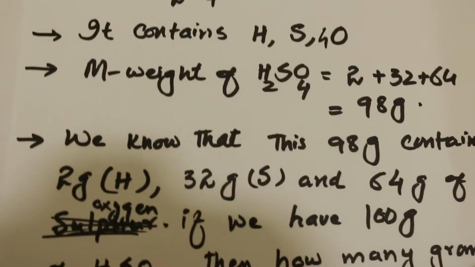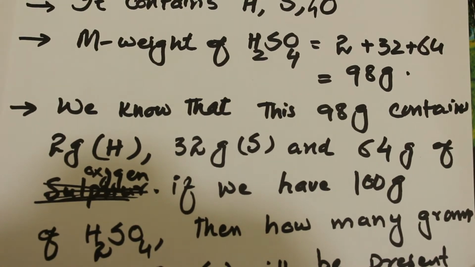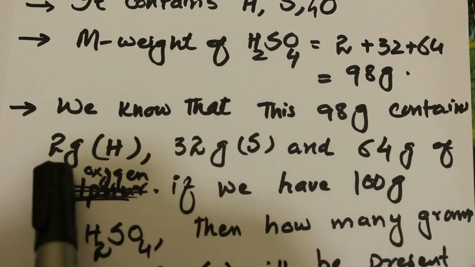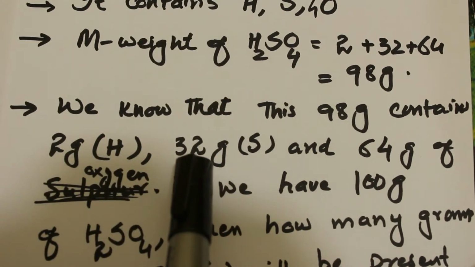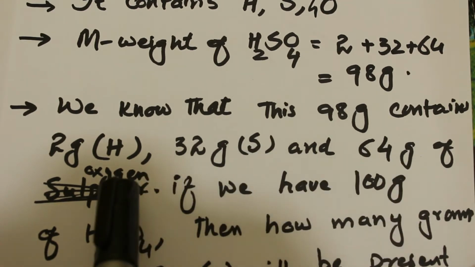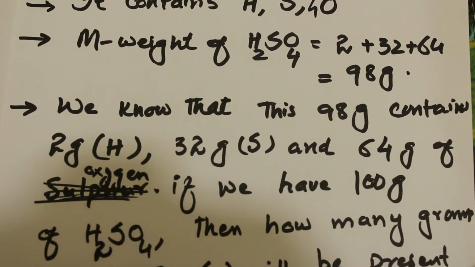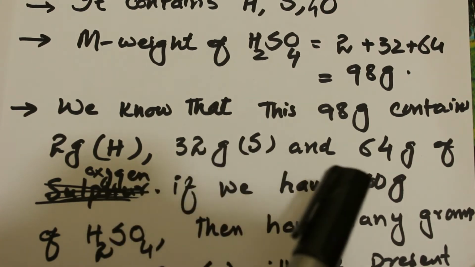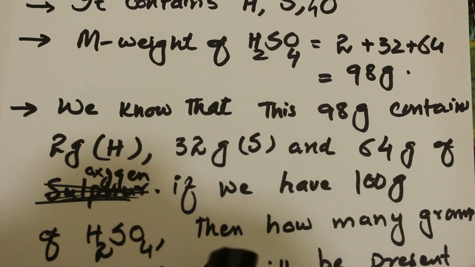Now we know that this 98 grams of sulfuric acid contains 2 grams of hydrogen, 32 grams of sulfur and 64 grams of oxygen. Okay, now this is a general idea. But what about the situation if we take 100 grams of this compound? Then how much hydrogen, sulfur and oxygen will it contain if we take 100 grams of this compound?